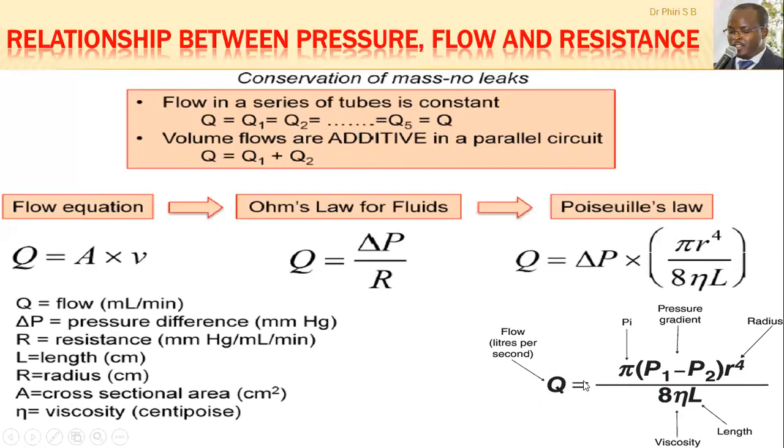So you need to remember this Poiseuille's equation. This Poiseuille's equation is looking at resistance, blood flow, and blood pressure. This is the relationship between blood pressure, blood flow, and the resistance to the flow of blood.